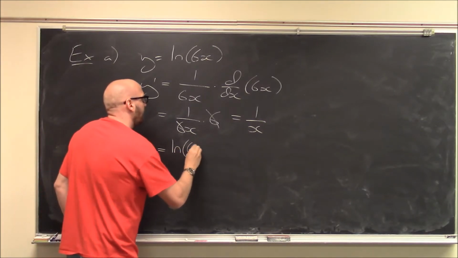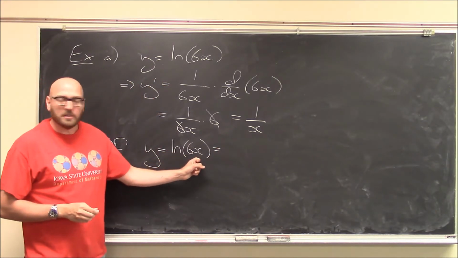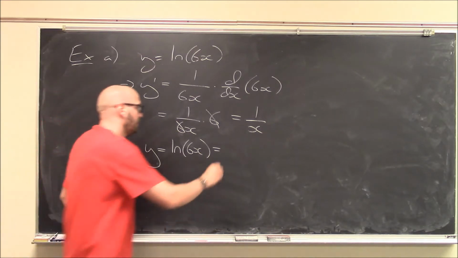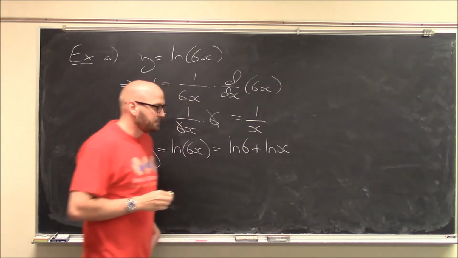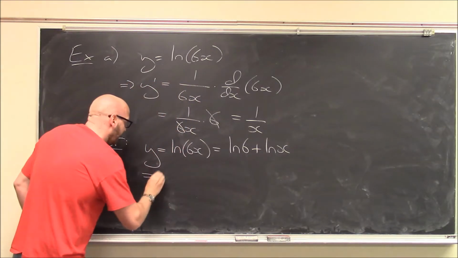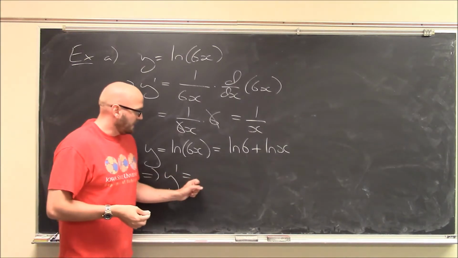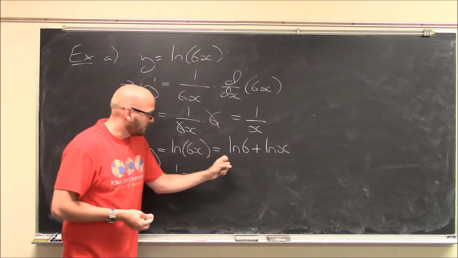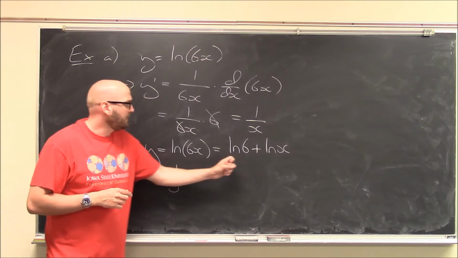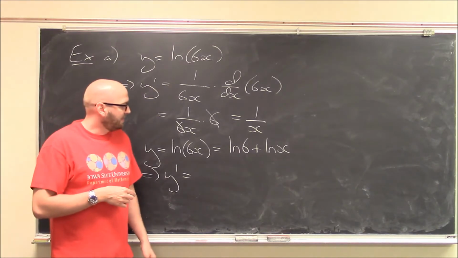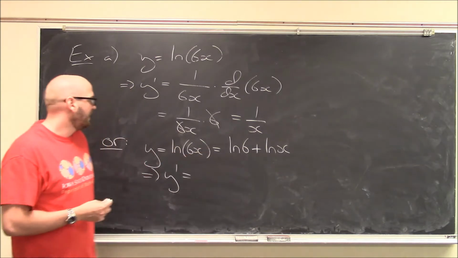And I have log rules that actually tell me that y, if it's ln of 6x, what is log of a product? Log of a product is a sum of logs. So I can write this as ln of 6 plus ln of x. So now if I differentiate, I don't actually have to use the chain rule at all. I just have to differentiate each function individually. What's the derivative of ln of 6? Think about this for a moment. It's just a number, right? ln of 6, plug it into your calculator, it's some number.